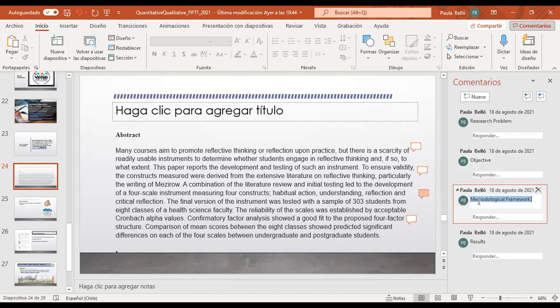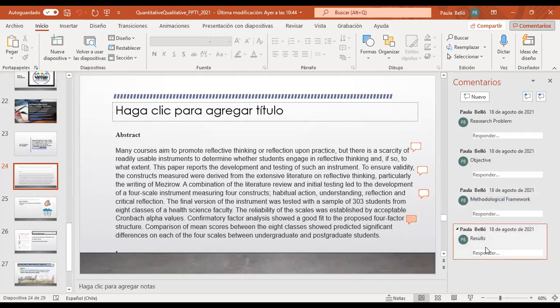Yes. Then the methodological framework. How are you going to do this? Is this a quantitative, a qualitative, a phenomenology? For example, it's the case study. You will study this case, a school, a specific class. Or just to say, is it quantitative, qualitative, and then we will see the details of each of them.